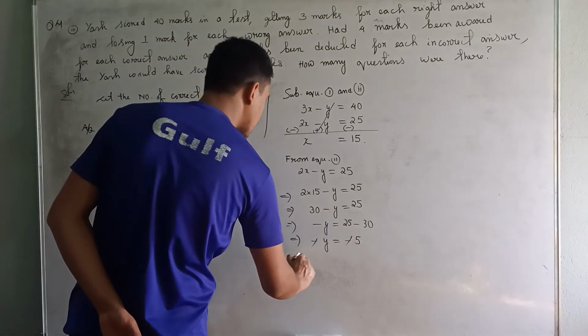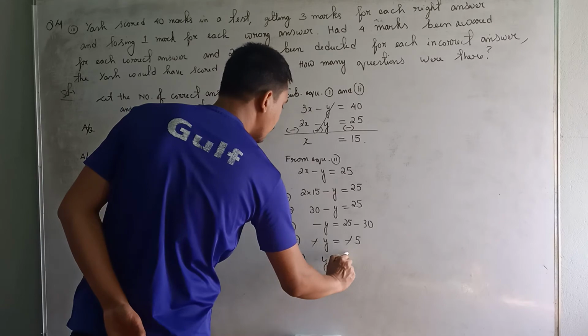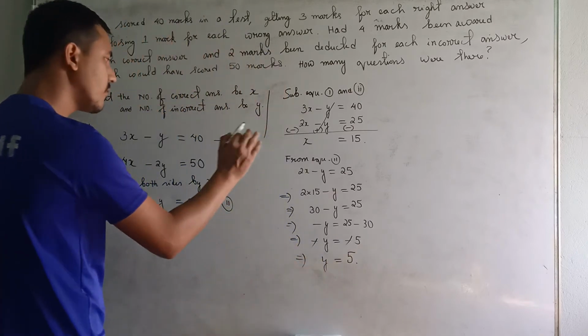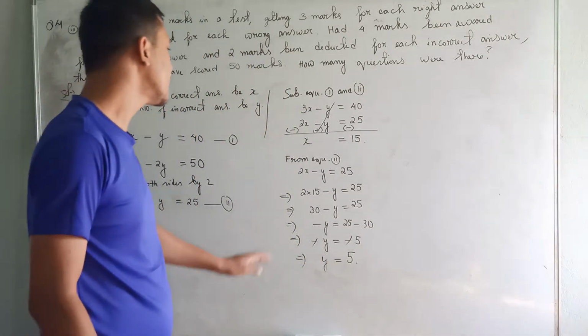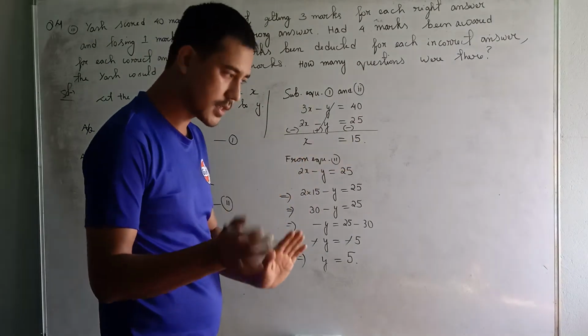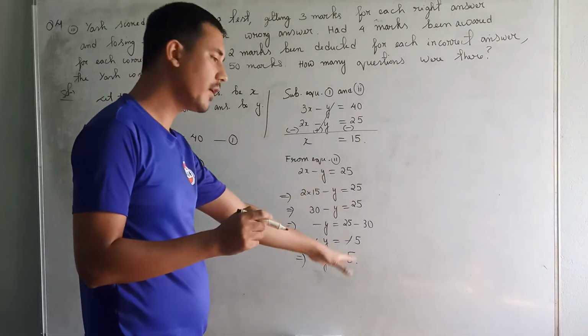Minus cancels, so y is equal to 5, and x is 15. That means Yash wrote 15 correct answers, and he wrote 5 wrong answers.